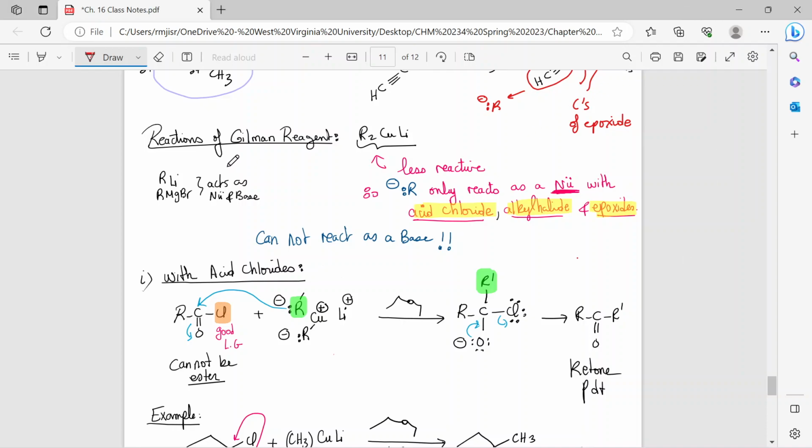Gilman is different than alkyl lithium and the Grignard because Gilman is less reactive. It's considered only as a nucleophile. So the R acts only as a nucleophile. It can never act as a base in there. The R can react with carbonyls that have leaving groups, specifically acid chlorides.